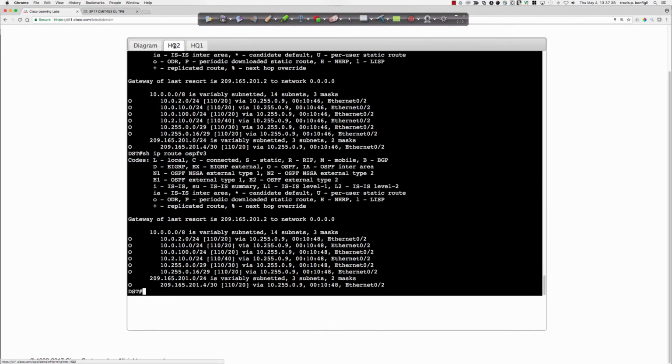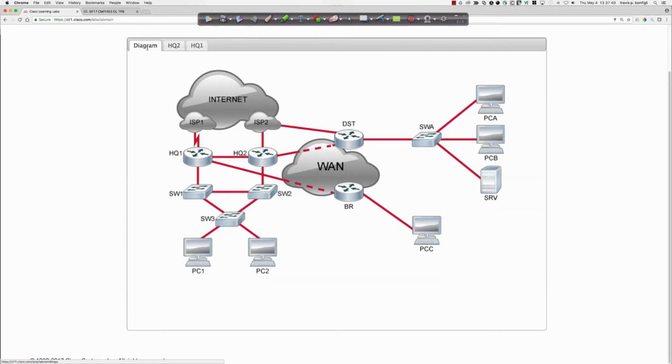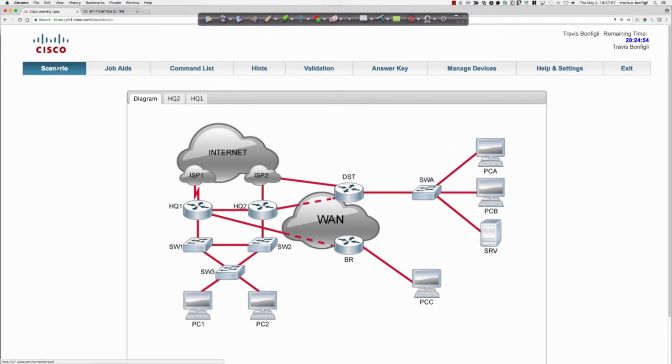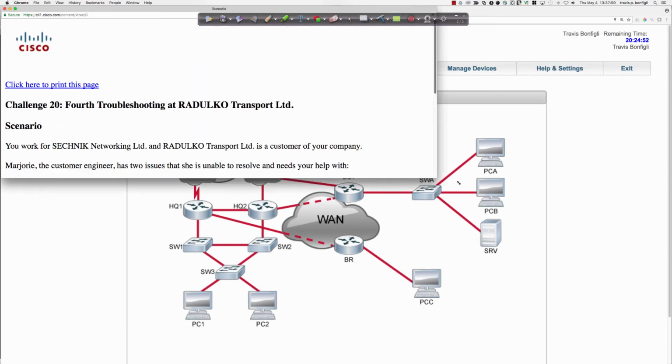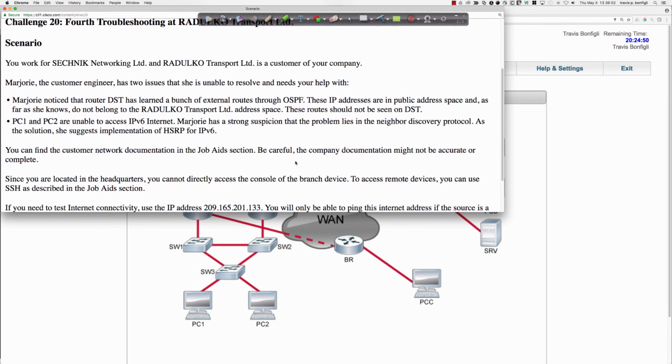Again, I know it's for the trouble ticket, but it's not very popular to be redistributing external BGP information into OSPF, especially en masse, when we're talking 600,000 plus routes. All right, so that takes care of the first ticket, and now we've got the second ticket.